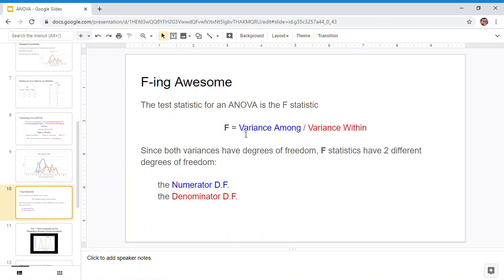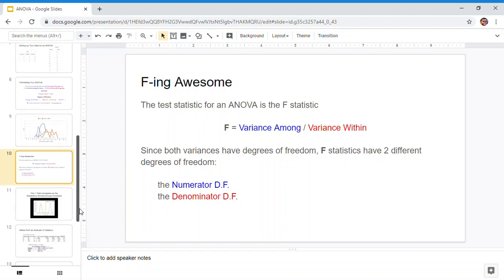So this is a ratio. It's the variance among divided by the variance within. So it's sometimes called the F statistic, sometimes it's called the F ratio. And because each of these two variances has its own degrees of freedom, F statistics have two different degrees of freedom. They have a numerator degrees of freedom and a denominator degrees of freedom.